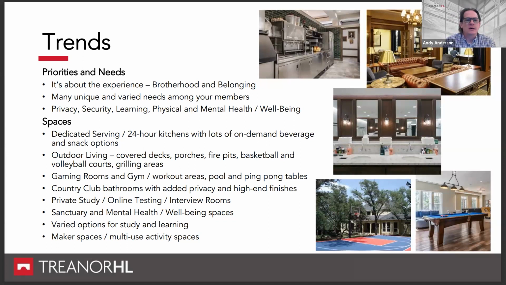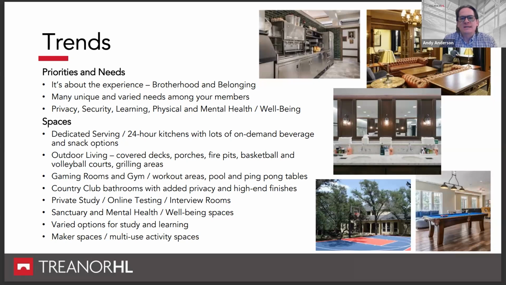Outdoor living is very important. Covered decks and porches, spaces that you can hang out, having fire pits, even having a basketball or volleyball court, outdoor grilling areas. Those are the kind of amenities that really add to the quality, especially on tailgating and game days, and really make the chapter attractive. We see a lot of demand for gaming rooms. A lot of guys are gaming now, and they really want a space where they can go in there and play video games with their friends. We see desires for gym and workout areas with weights to maintain their health, and then places where we can have perhaps pool tables or ping pong tables or other recreational things in houses.